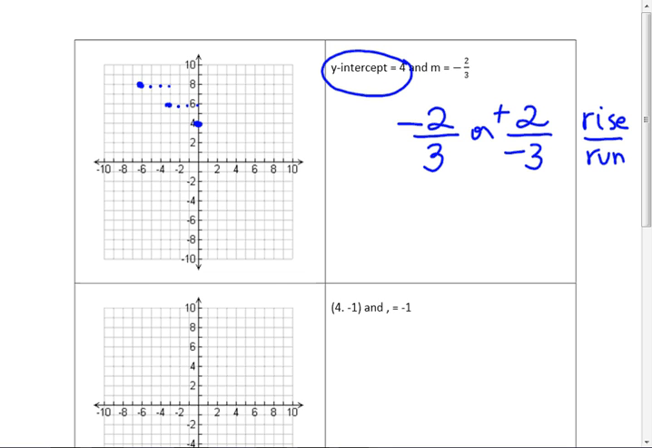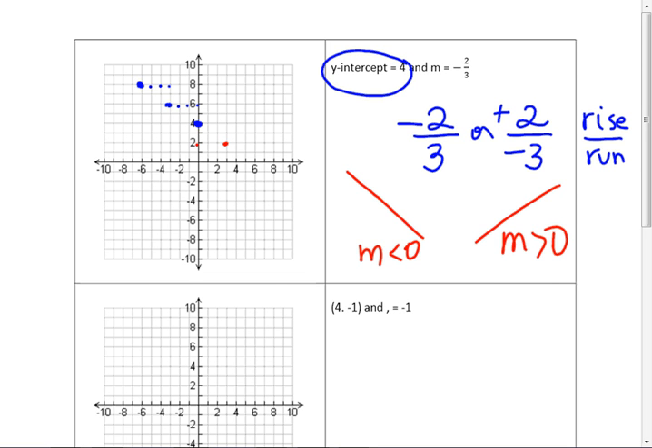Let's try it the other direction. Can I do it this way? Down 2 and to the right 3. 1, 2, 3. I just remember it's a negative slope, so it's got to look like that. Okay, Cole, do you have this done? Truthfully, this is the positive slope.